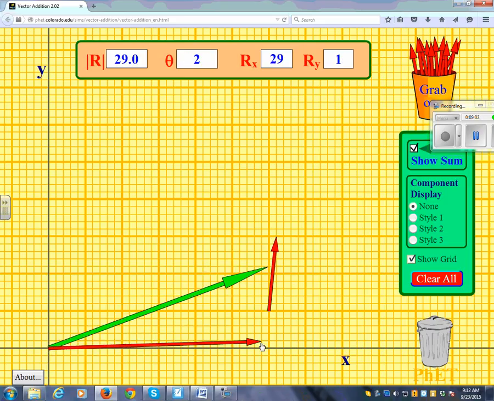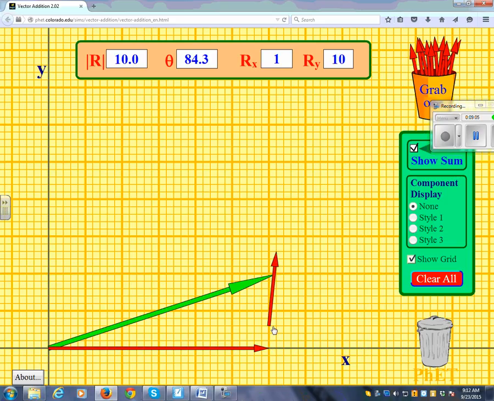If you were walking on these streets, if I told you to walk 1, 2, 3, 4, 5, 6 blocks east and 1, 2 blocks north, you would end up right there.